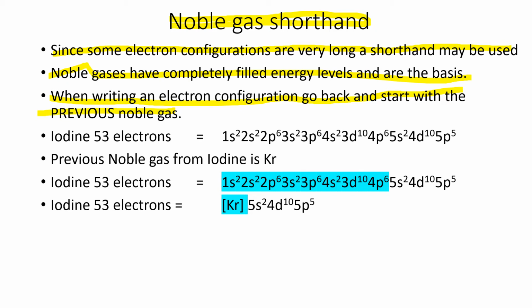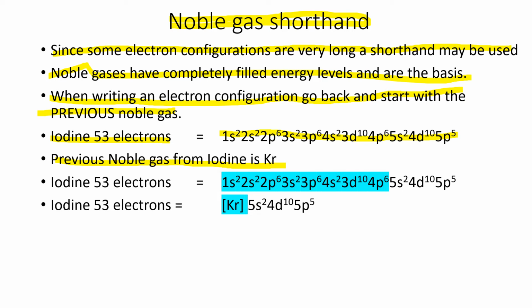So let's do this for iodine. The previous slide, we said iodine was 53 electrons, and we wrote out this electron configuration: 1s2, 2s2, 2p6, 3s2, 3p6, 4s2, 3d10, 4p6, 5s2, 4d10, 5p5. We want to write this in the shorthand. What we do is we look at the previous noble gas. So the noble gas that came before iodine, not after iodine. It's got to be the one that comes before it. The noble gas that comes before iodine is krypton.